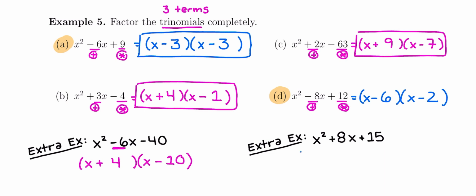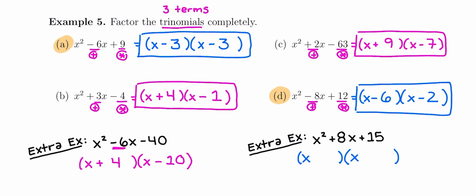Lastly, let's fill out this last extra example. We want to multiply to be a +15 and add up to be a +8. So to multiply to be a +15, I either have two positives or two negatives, but I want to add up to be a positive now. So I must have two positive factors. We'll multiply to be positive and add up to be positive. 15 times 1 is 15, but 15 plus 1 is 16, so that doesn't work. Other factors of 15, 5 times 3 is 15, and 5 plus 3 is 8.